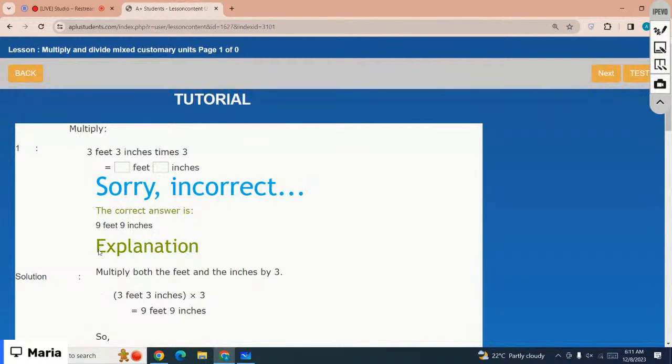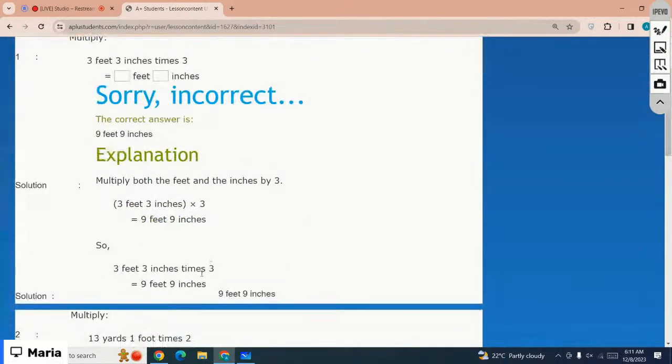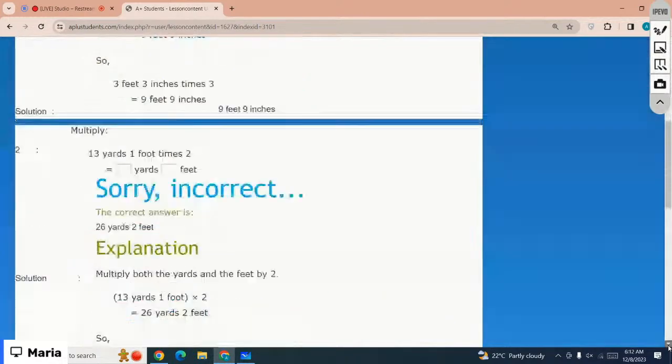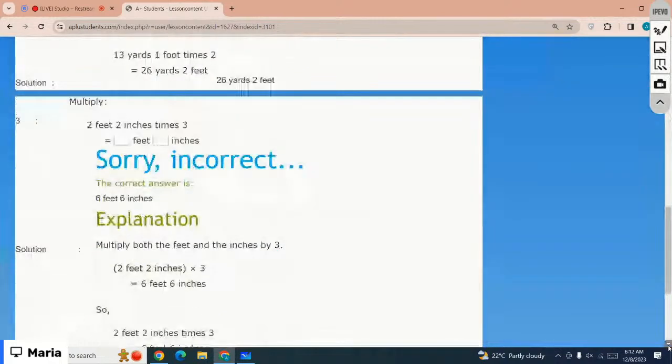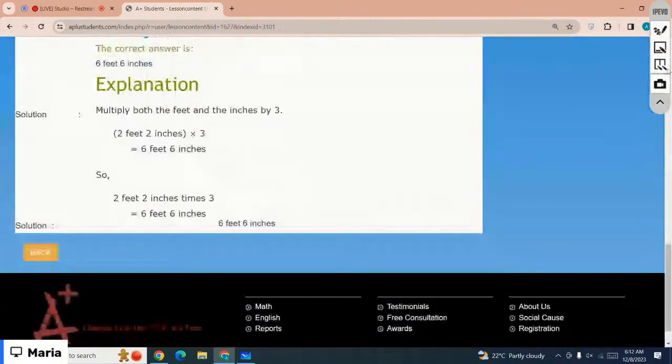Okay, the first one is multiply. You have to multiply 3 feet 3 inches times 3, right? So when you multiply 3 feet and 3 inches by 3, they equal 9 feet 9 inches, right? Hold on. You simply have to multiply the numbers, right?